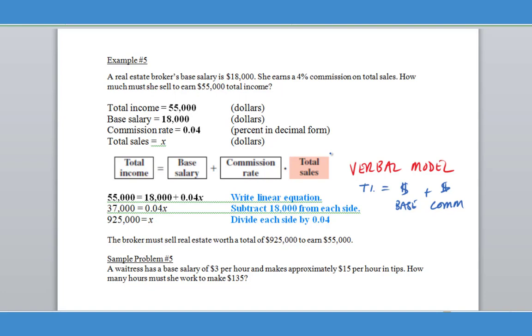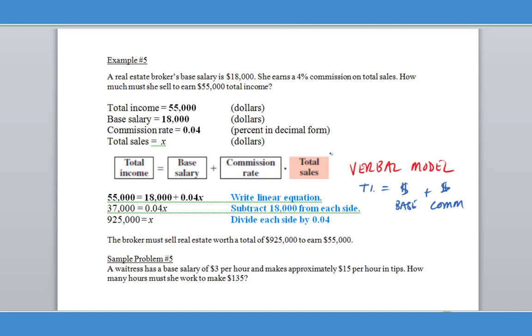And so I now know that I'm looking for a total income of $55,000. I have a base salary of $18,000, a commission rate of 4%, which is written as a decimal, and I'm looking for my total sales. So we can then replace or substitute the parts in the verbal model that we have numerical values for, and of course we can replace what we're looking for, the total sales, with the x variable. And then we would have a linear equation that we would go ahead and solve in a normal fashion.